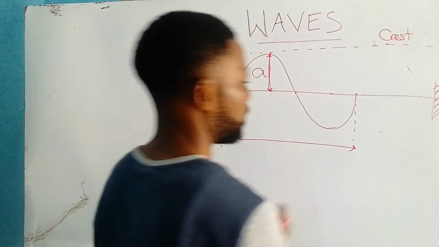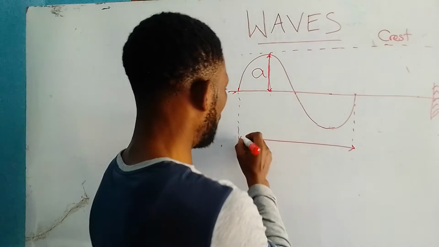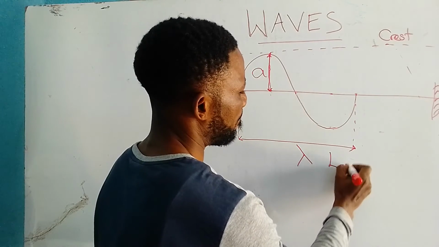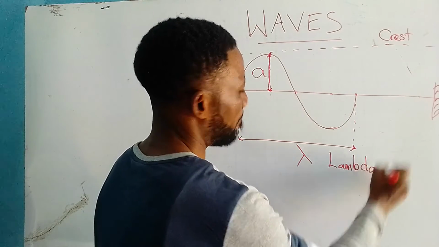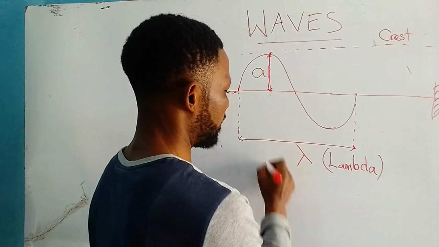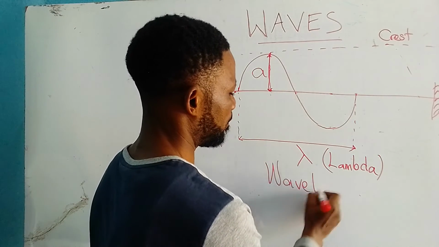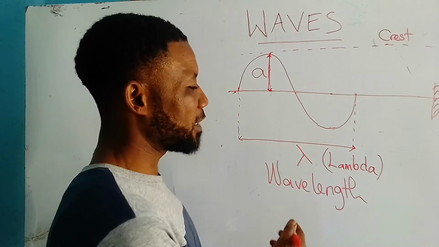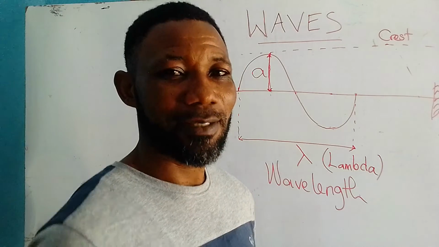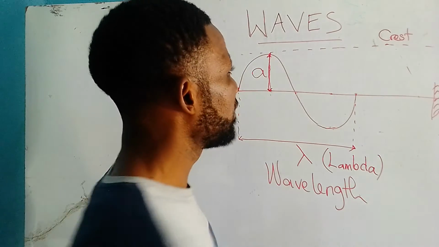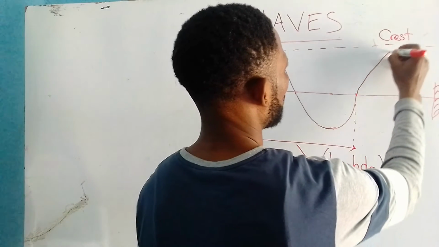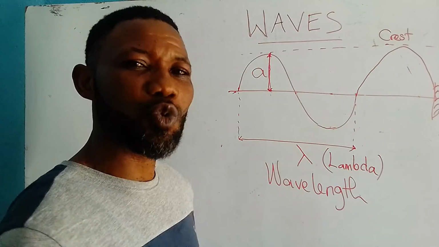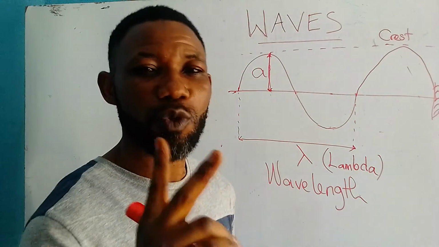The symbol of wavelength is lambda. How do you spell it? Lambda. It's the symbol of wavelength. The wavelength is the distance covered by a complete wave. If I put back the portion that we had, a wavelength can also be the distance between two successive crests.